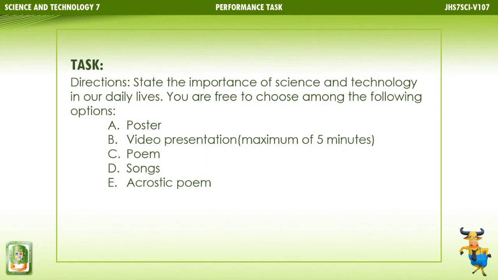Task. Directions. State the importance of science and technology in our daily lives. You are free to choose among the following options. A. Poster. B. Video presentation maximum of 5 minutes. C. Poem. D. Song. E. Acrostic poem.